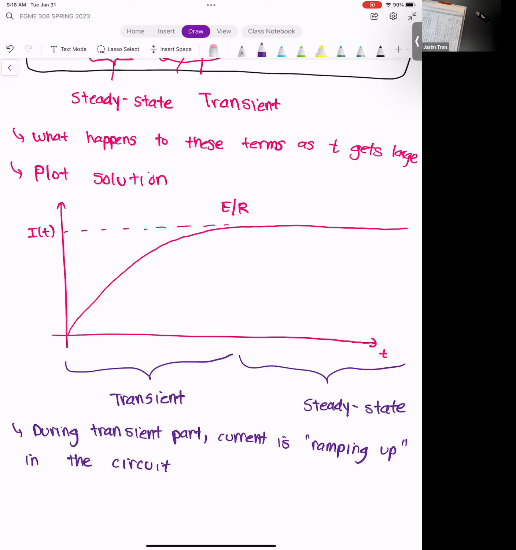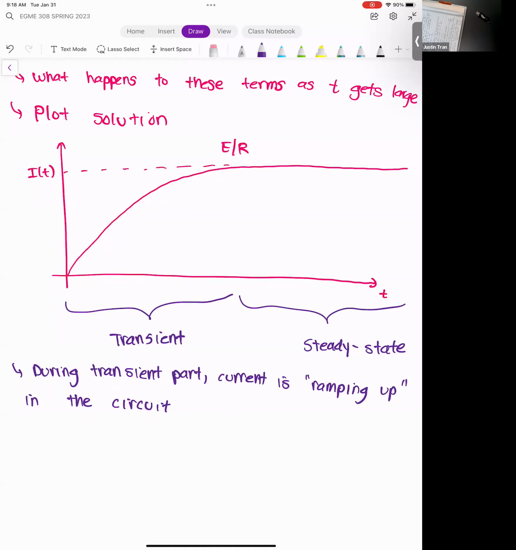The interpretation of the transient part changes depending on what physical system you're looking at. But for this circuit, we can interpret the transient part as the circuit ramping up to the steady state of current. Remember our initial conditions stated that our circuit was starting at rest, so there's no current, no charge in the circuit at all. As soon as you plug the battery in, it takes a little bit of time for the current to ramp up. That's what the transient part represents.